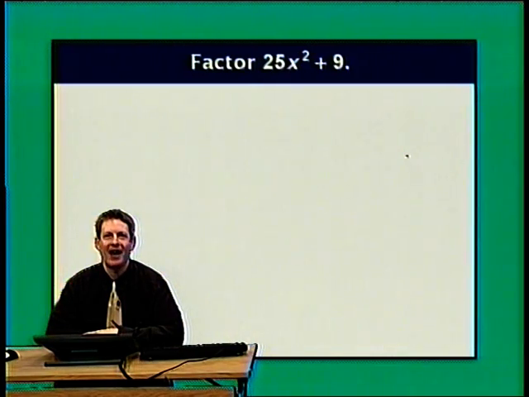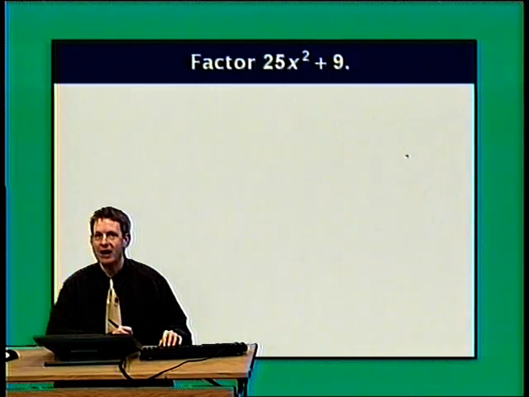How about 25x squared plus 9? Well, one thing's for sure. This is not a difference of squares. The reason I know that is because this isn't the difference of anything. This is the sum of two terms. Now, a lot of people, when they look at this, think it factors. Well, let's think that through.